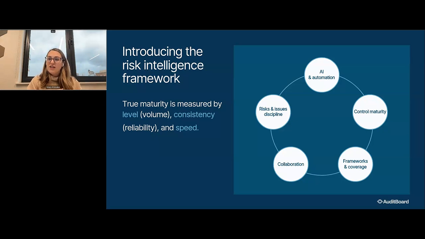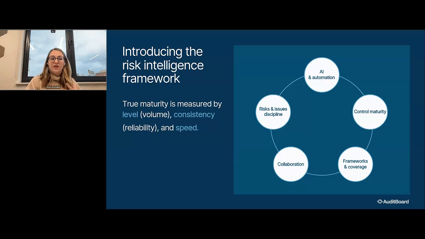We actually did previous research that dove into how you truly measure the maturity of a program. What we found is that it's based on three things: level, consistency, and speed. Level is the scope or the volume of activity. Is it appropriate? Do you have a large enough level of activity happening at your organization to meet the industry that you're in and meet your needs? Consistency: how reliable are those activities over time? Are you in a continuous audit cycle, or are you continually updating frameworks or updating controls?